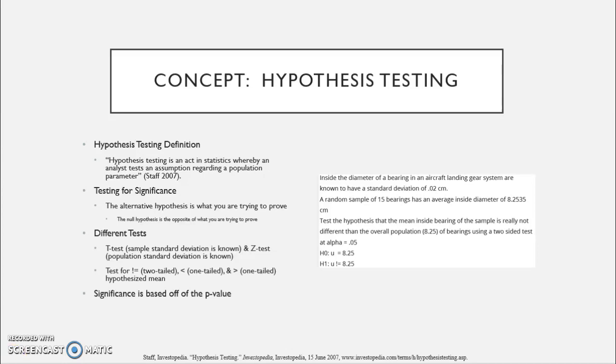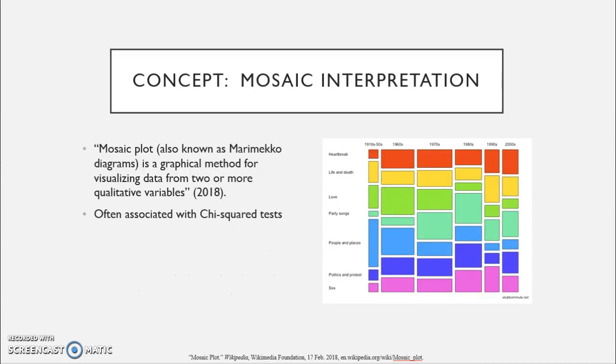So at this time we will now go over our next concept of mosaic interpretation, and notice how we saw a mosaic plot earlier in the video when we did our chi-squared test, and now we will look at how to interpret it. A mosaic plot is a graphical method for visualizing data from two or more qualitative variables, and it is often associated with chi-squared tests. So we're going to go ahead and go over to JMP so we can look at an example of a mosaic plot and look at how to interpret it.